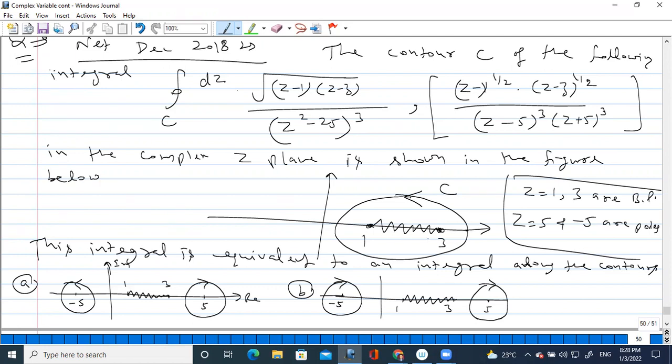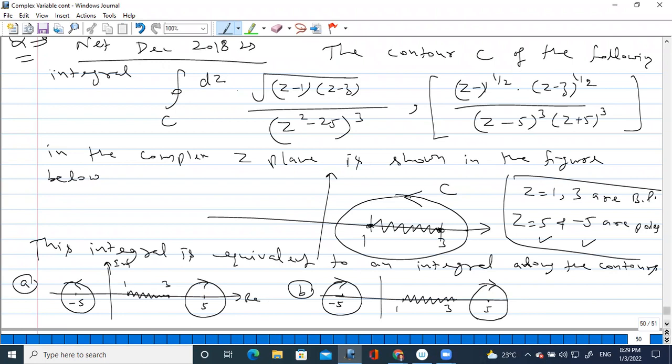So z equal to 1 and z equal to 3 are two branch points. If I am drawing any curve in between them, that is known as a branch cut. So that complete thing from here to here, we have to kick it out. But we have to consider z equal to 5 also, z equal to minus 5 also. And our contour is anti-clockwise. So all these things only we have to consider and then check the options.